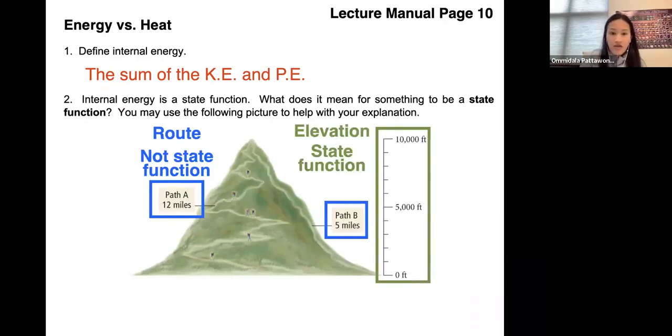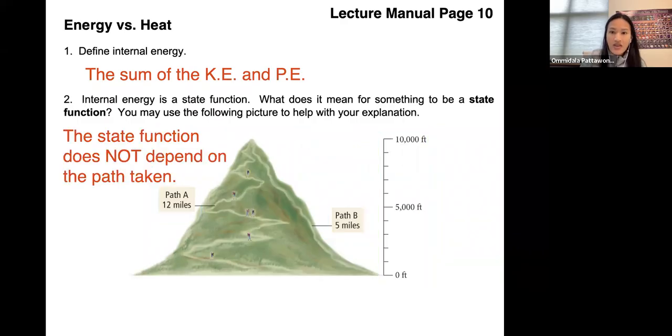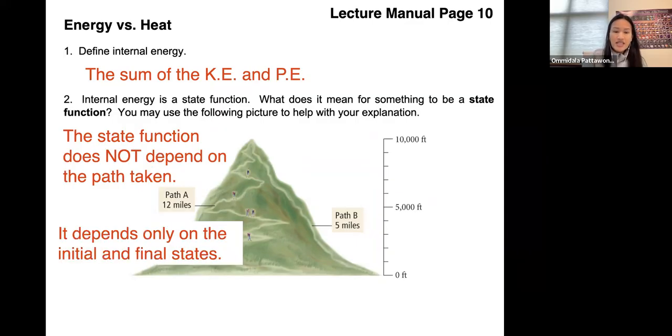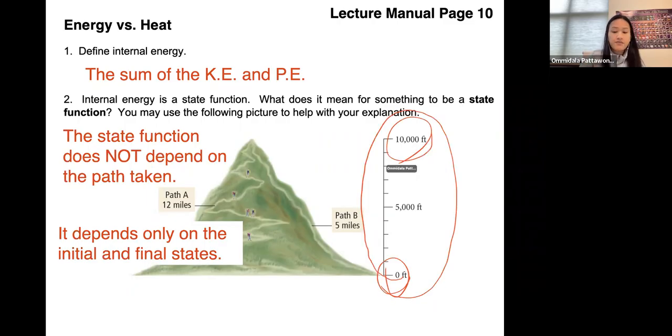Now, if you are looking at elevation, it doesn't matter which route you take, the elevation will still be the same, 10,000 feet in this case. So the elevation is an example of a state function. The state function, again, does not depend on the path taken. It depends only on the initial and the final state, the final state versus the initial state.